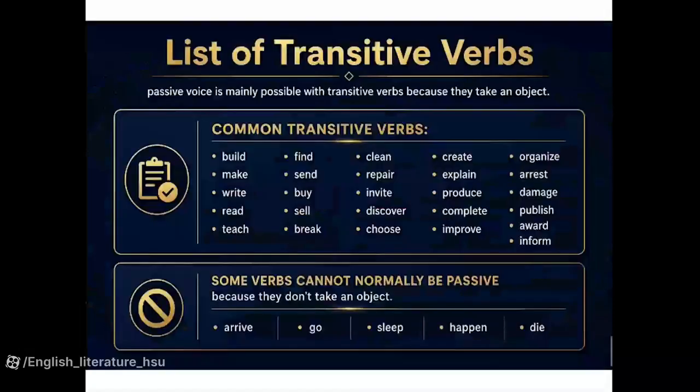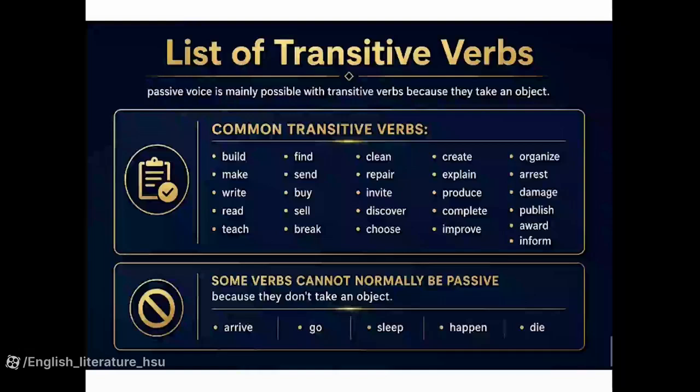Now, before we dive deeper, remember the golden rule. Passive voice only works with transitive verbs. What is a transitive verb? Verbs that require an object to receive the action are transitive verbs, okay? For example, build, write, clean, repair, arrest, damage, award. These are transitive, and you can see some common transitive verbs here.